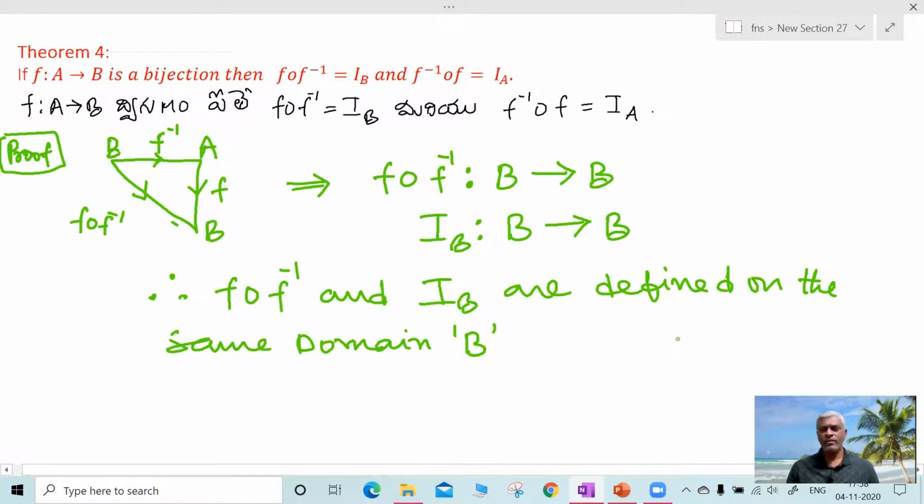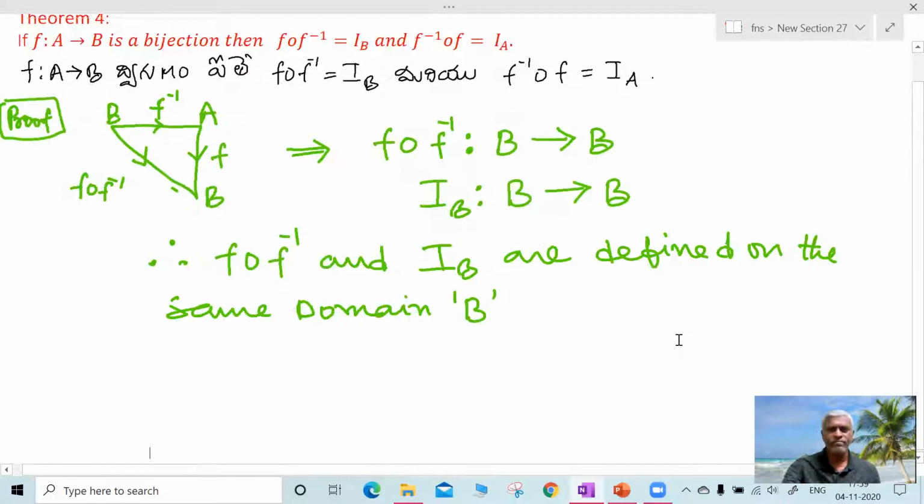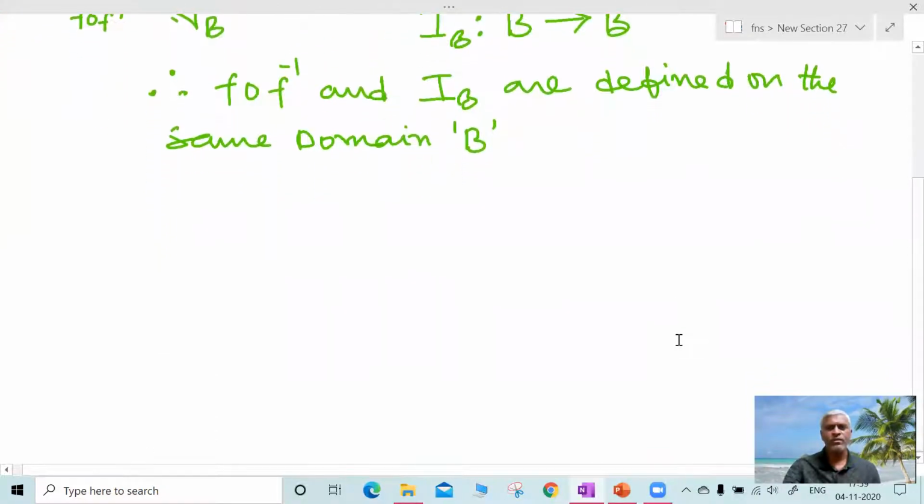So the domain is equal for both the functions. Now we have to prove the range also equal.